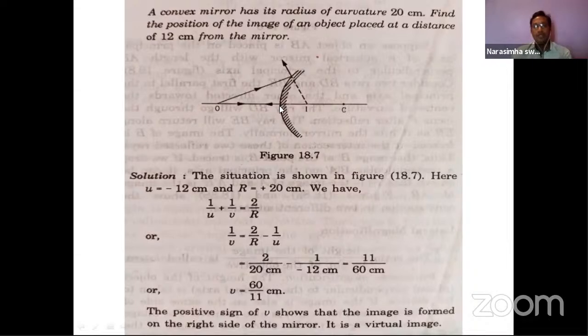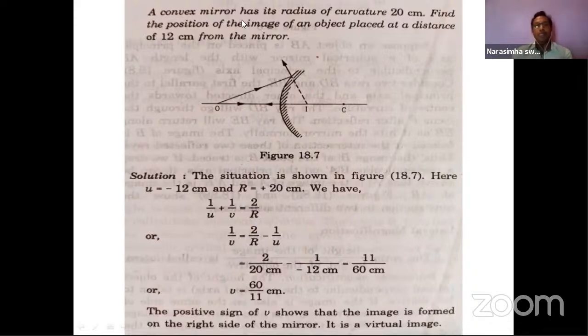So the measurement is from the pole along the direction of the light ray. The light ray is moving in this direction, and the center, meaning the radius of curvature, you are measuring from the pole to the right side. So it is plus 20. So we have a formula 1 by u plus 1 by v is equal to 1 by f, where f is equal to r by 2. So 1 by f is 2 by r. So we need the image distance.